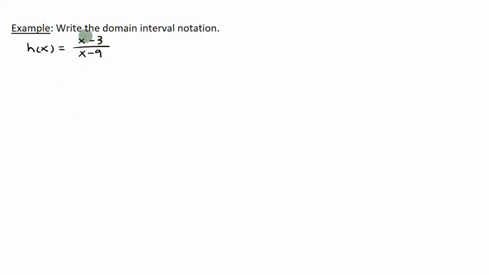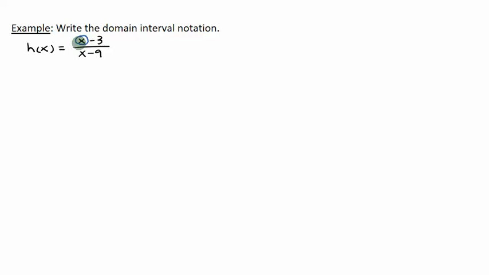H of x equals x minus 3 over x minus 9. And so now we do have a denominator, so we're focusing our attention there. In fact, for this x on top, why am I looking at x? Domain is the input, so what I'm looking at is what numbers can I plug in for x's that won't cause me a calculation issue.